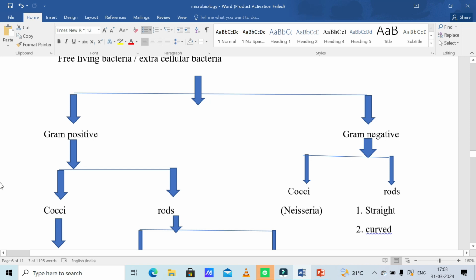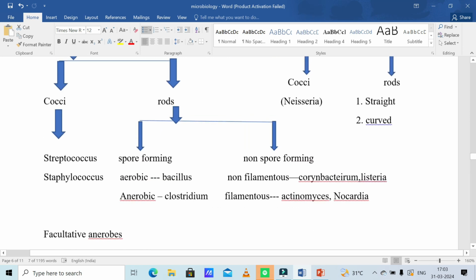And in cocci, we have streptococcus and staphylococcus. Streptococcus causes pneumonia, pharyngitis and cellulitis, and staphylococcus causes abscess of skin and other organs. And coming to the rods or bacilli, the gram-positive bacilli are further divided into spore-forming and non-spore forming. The spore-forming gram-positive bacilli are further divided into aerobic and anaerobic.